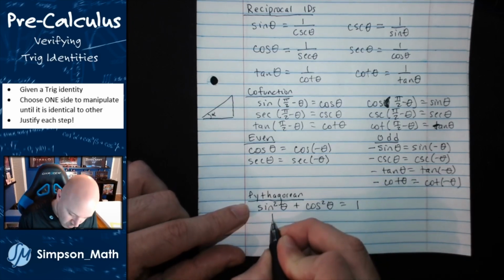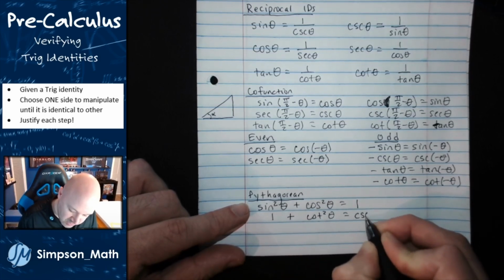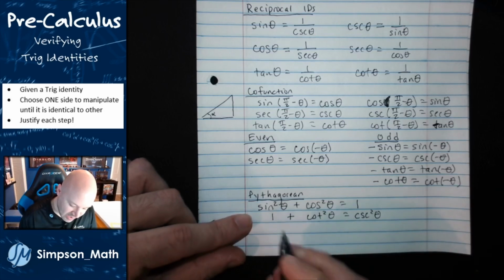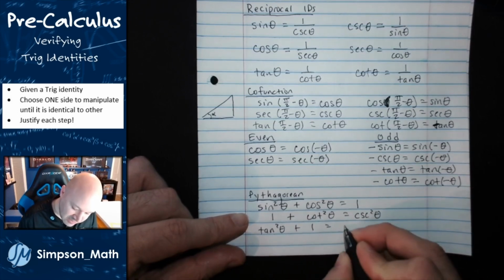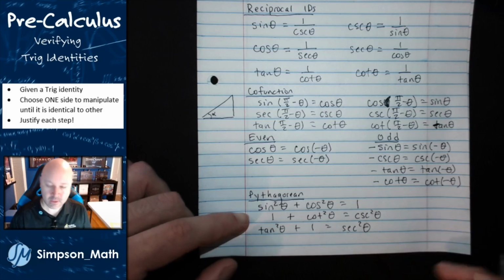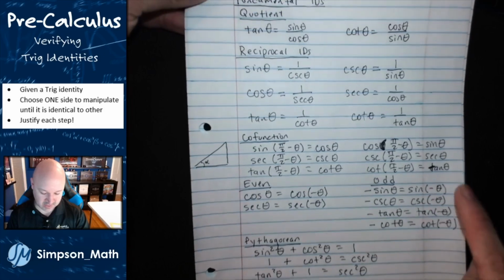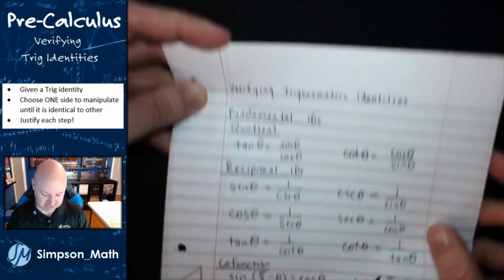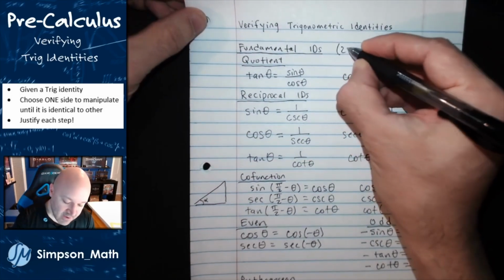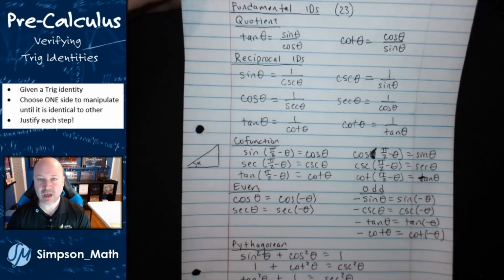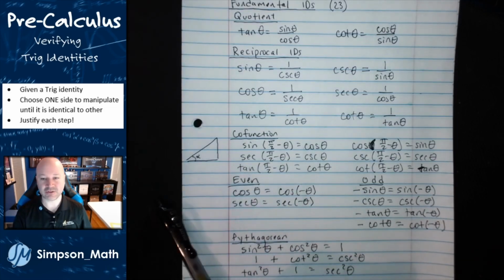But let's see, that would be 1 plus cotangent squared equals cosecant squared. And then we have tan squared plus 1 equals secant squared. So altogether, I think there's 27. Let's see, 3 and 6, 9. Another 6 is 15. Another 6 is 21, 22, 23. There are 23 fundamental identities. I've just kind of sprinkled them in the previous lectures.